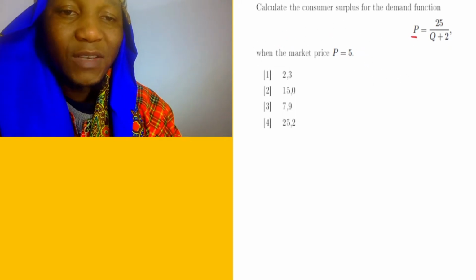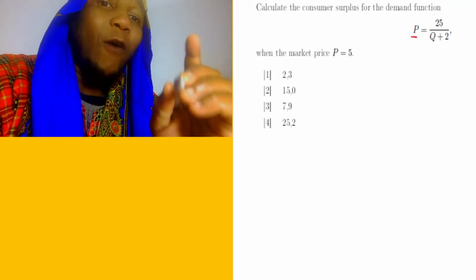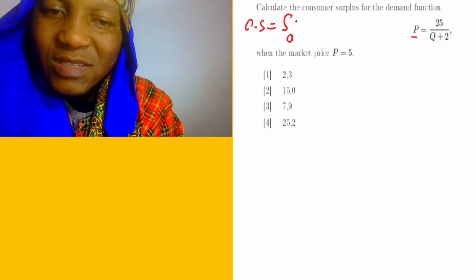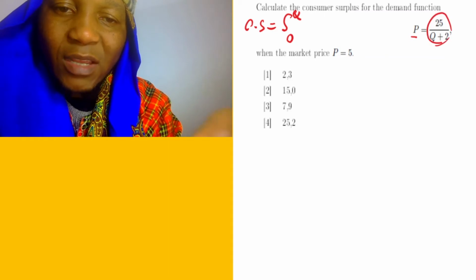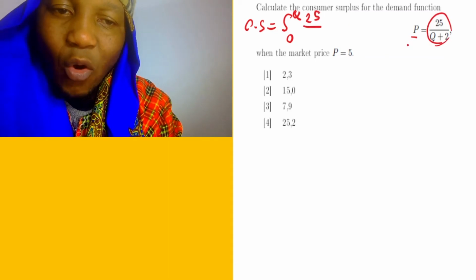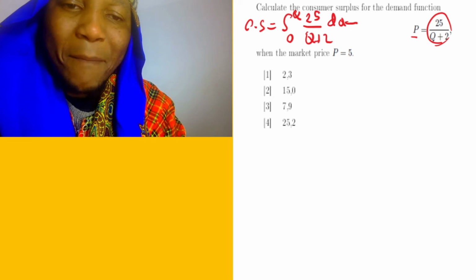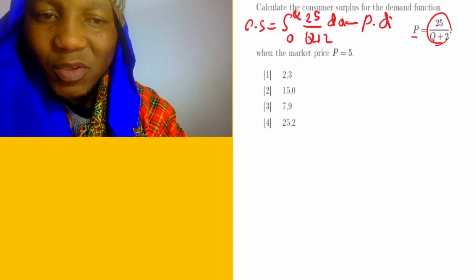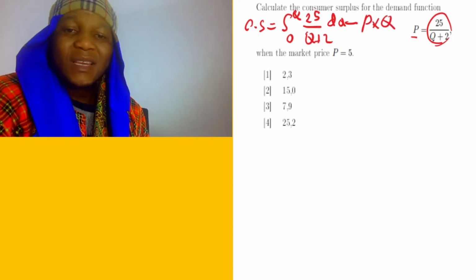You need to show all your solution in the exam, okay? So to get consumer surplus, we use a little formula here. The formula is consumer surplus equal to the integral from 0 to Q, which you know equals 3, of our given function, which is 25 over Q plus 2, dQ, and then we minus P times Q, P times capital Q.